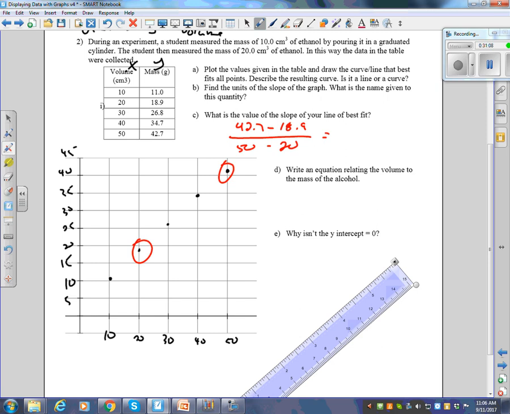Okay, now I need to calculate. 42.7 minus 18.9, and we're going to divide that by 50 minus 20. I think I can do it in my head. Did you get about 119 over 150? It's 0.793 repeating. Remind me someday to talk about repeating numbers.